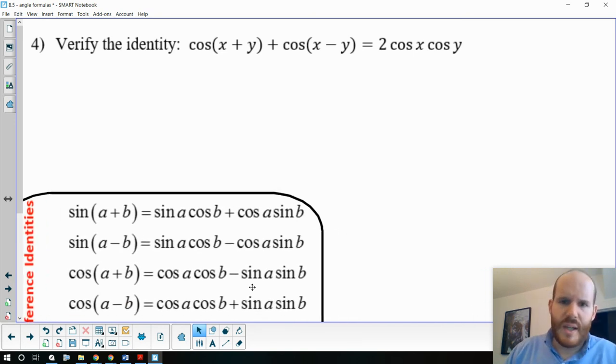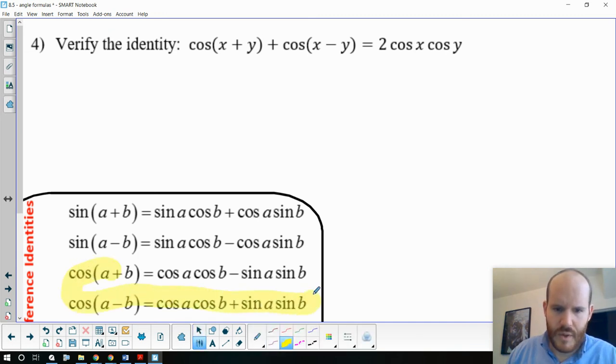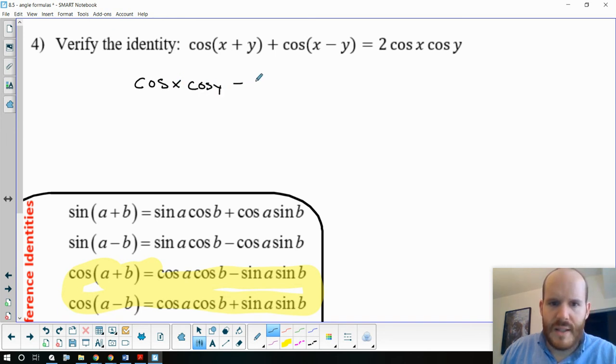Now, since I see cosine with a sum and a difference, obviously I'm going to be focusing on the sum and difference identities here for the cosine function. I've been using those a lot so far. And I'm just going to go through it. So I'm going to apply that identity and see what happens. So if here I have x and y in place of a and b, I wind up with cosine of x cosine y minus sine x sine y for the value of cosine of x plus y.